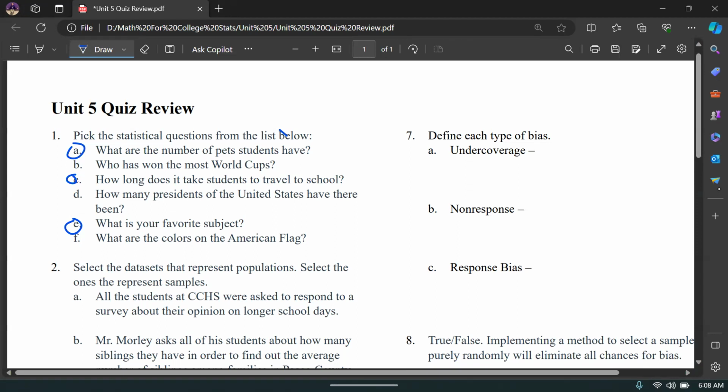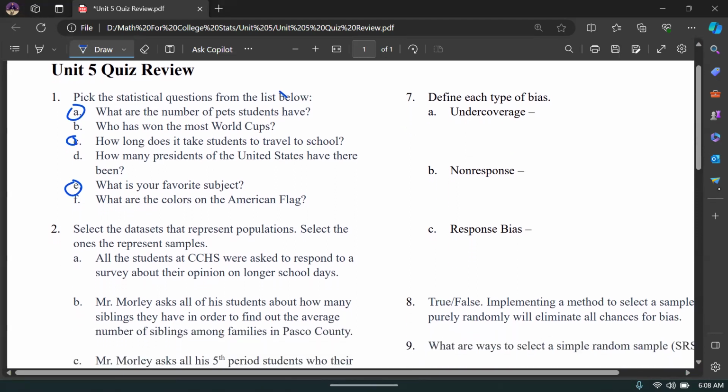All right, so just A, C, and E were the statistical ones there. So again, you're looking for questions that when you ask somebody or multiple people, they would give you different varied responses. You're not looking for questions that are factual questions like the American flag or how many presidents or who won the most World Cups.